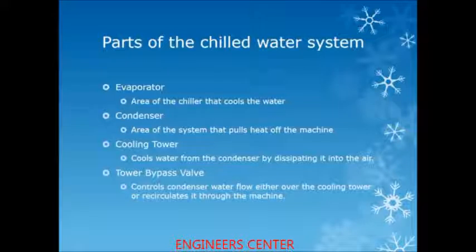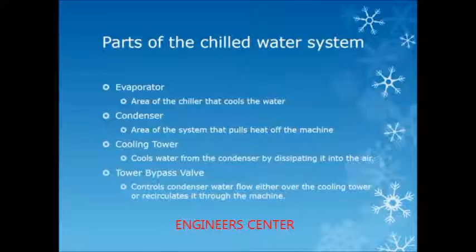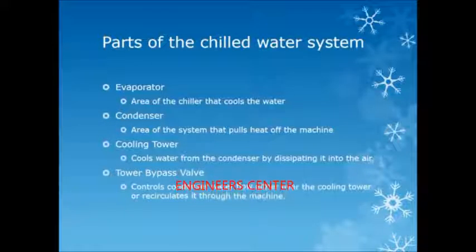The condenser side of the system is the area of the system that pulls the heat off of the chiller itself. As these machines run, they generate a lot of heat that has got to be removed from them. The cooling tower is part of the condenser side, which actually removes the heat from the condenser water loop.